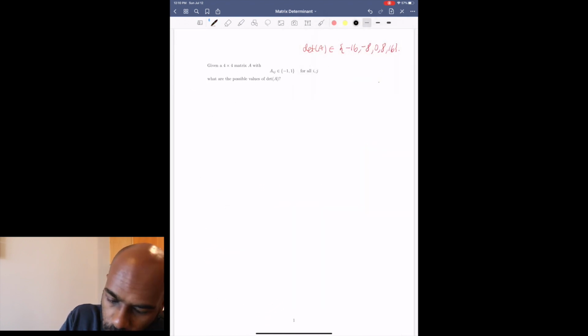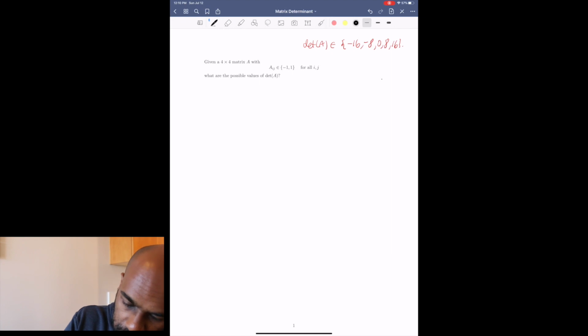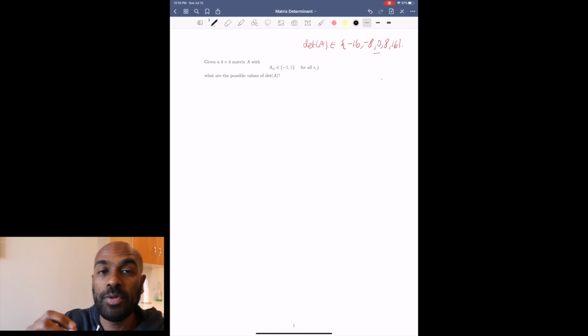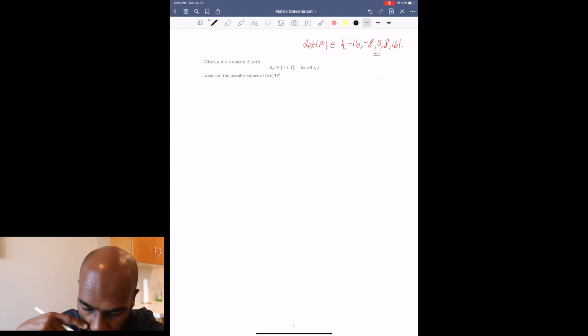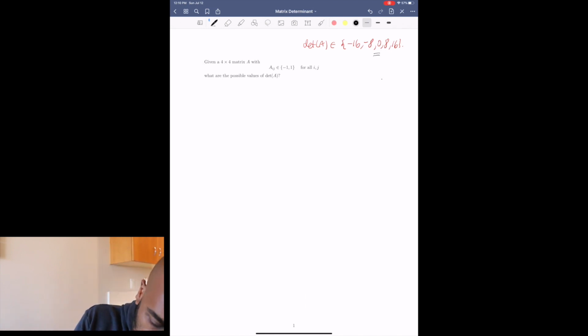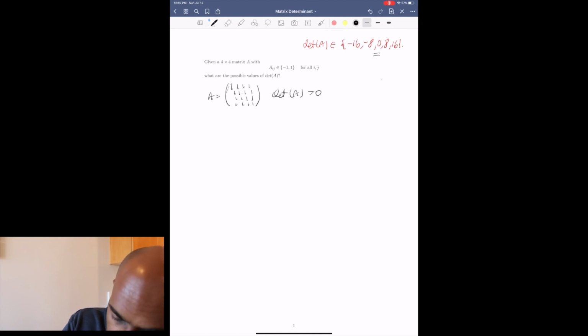Okay, so we can knock out one of these cases actually somewhat quickly, which is the 0 case. So we need to make a 4x4 matrix that's not invertible, that has entries that are positive or negative 1. We can do that by making the matrix have, say, all 1s as entries. Then this matrix is not invertible because it has repeated rows. And so the determinant of this matrix is 0. And so we've established that 0 is a possibility.